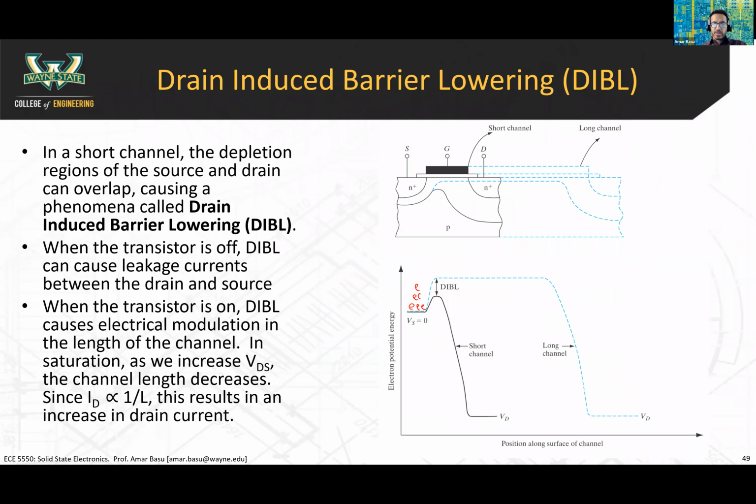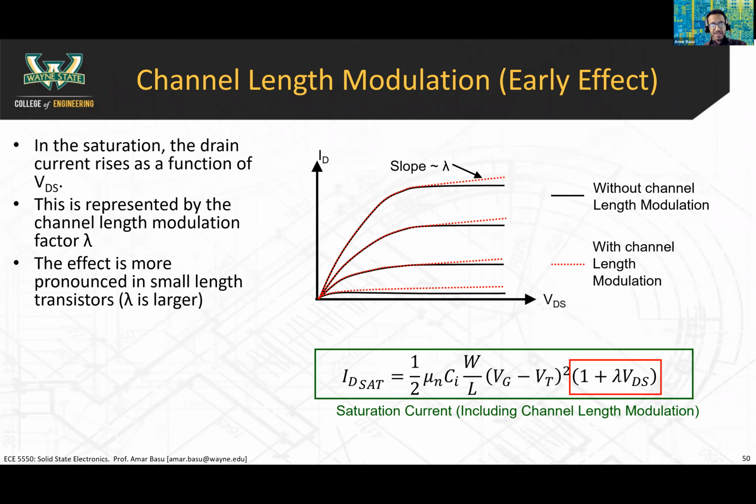What I want you to know in the context of the previous slide is that short channel effects include drain-induced barrier lowering, and drain-induced barrier lowering can exacerbate or even cause this channel length modulation. This effect is more pronounced in small length transistors. So this lambda becomes larger when your transistor has a short gate length.